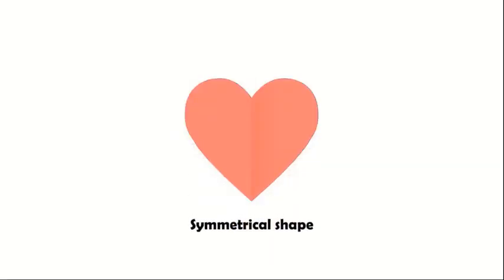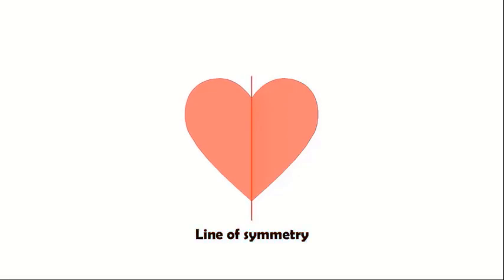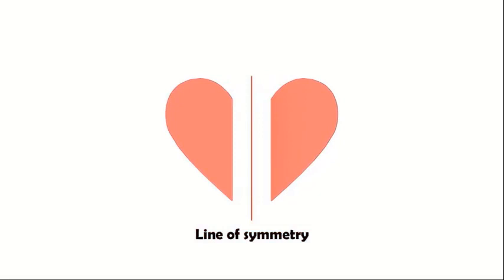Rule: if you can fold a figure in half so that the two halves exactly match, the figure is said to be symmetrical. The fold line is called line of symmetry or axis of symmetry.